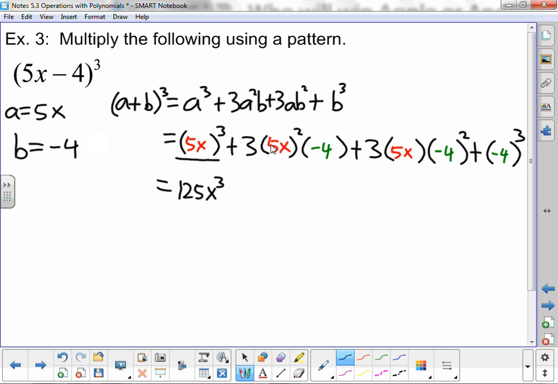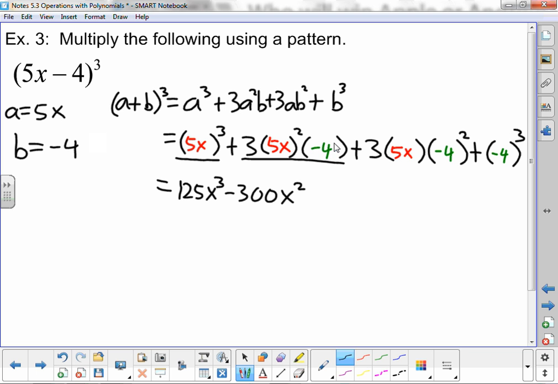Okay. Now this next part is going to be a 5x squared. So what I'm going to do, I'm going to square it first. I'm going to get a 25x squared. Then I'm going to multiply that by a 3, and then times a -4. So 5 squared is a 25, times a 3 is a 75, times a -4 is going to be -300. And then don't forget the x squared. So it's going to be a -300x squared. That's this part right here.